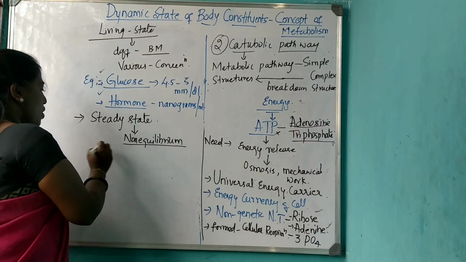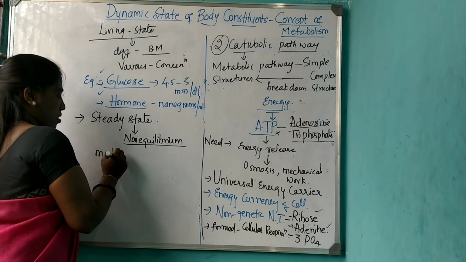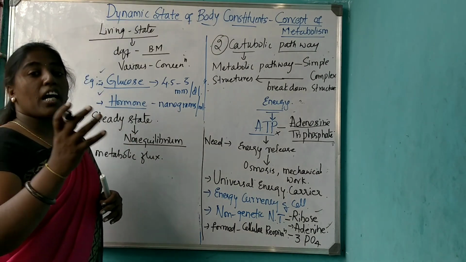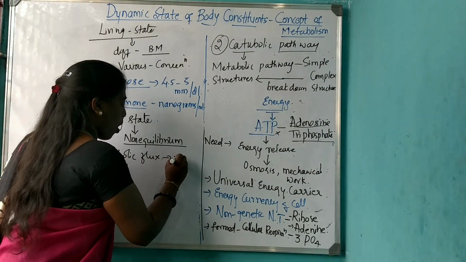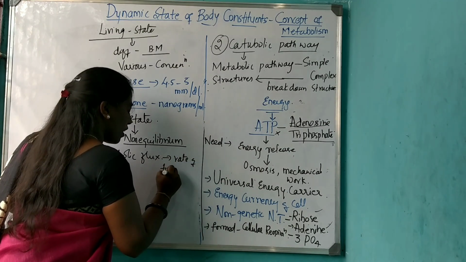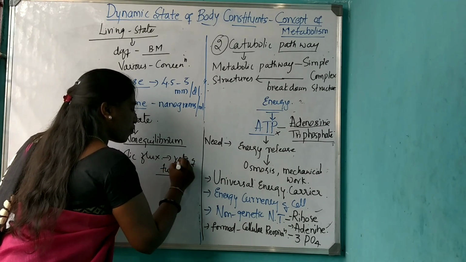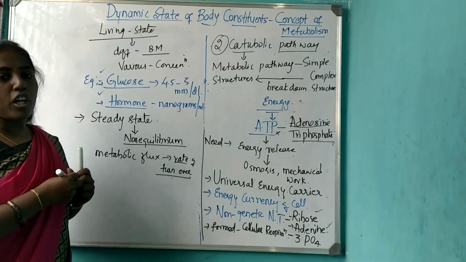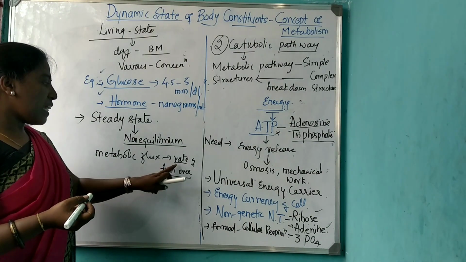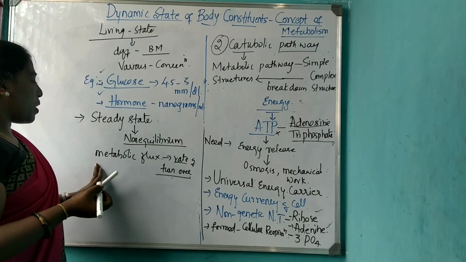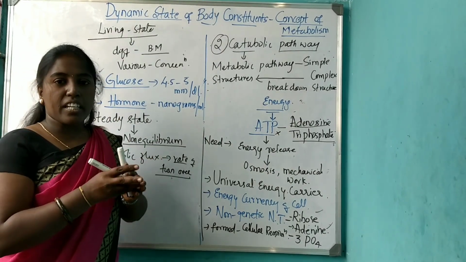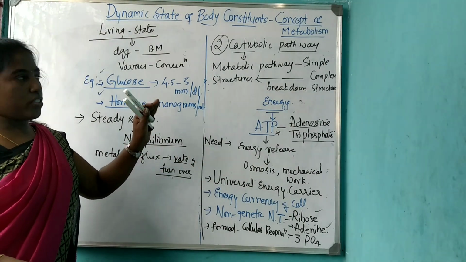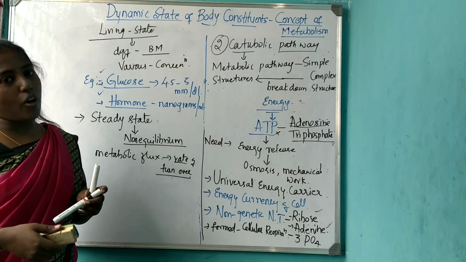And they are under metabolic flux. What is the meaning of metabolic flux? The rate of turnover. What is the meaning of rate of turnover of biomolecules? The amount of formation and breakdown of biomolecules is called the rate of turnover, nothing but metabolic flux. So a living organism is always in a steady state. A steady state is a non-equilibrium condition. So this is regarding the dynamic state of the body constituents.